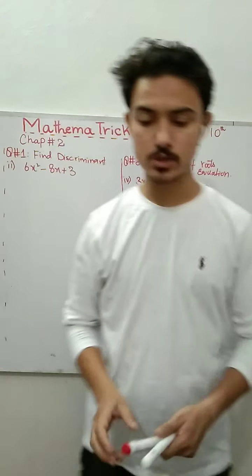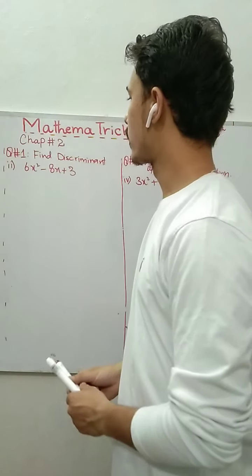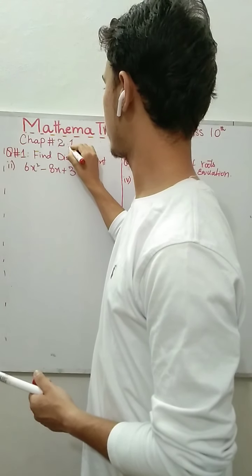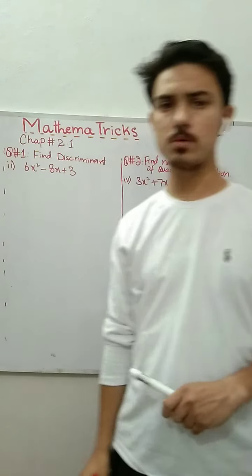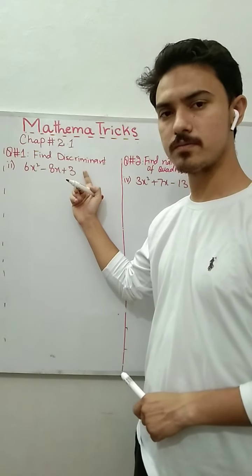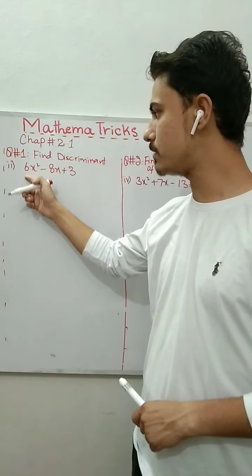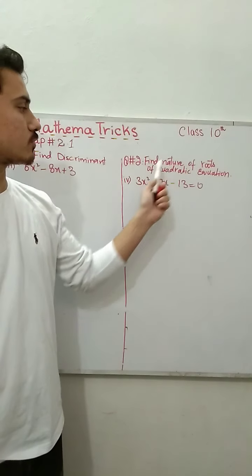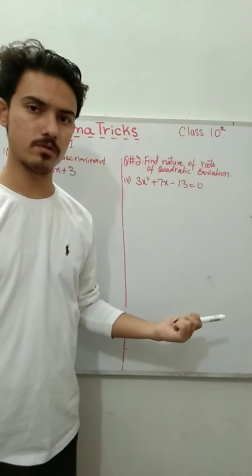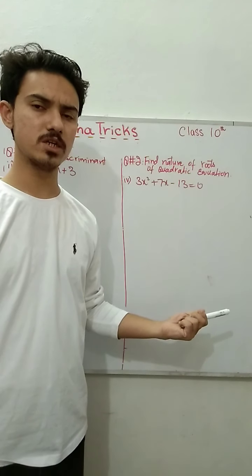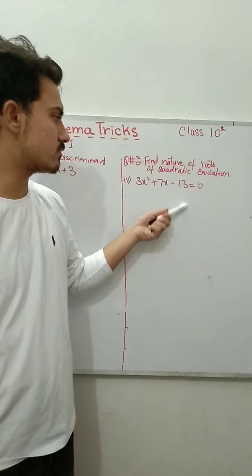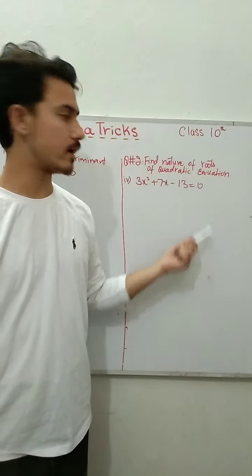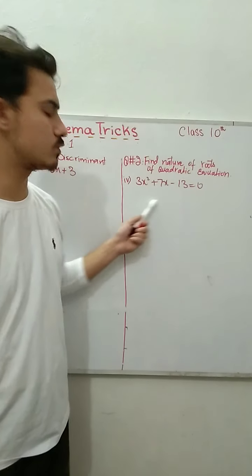Okay, let's come to exercise 2.1 of your book. Question number 1 of exercise 2.1: find the discriminant. We just read about discriminant, so we simply need to find it. Question number 2: find the nature of the roots of the quadratic equation. We know how to find the nature of the roots using the discriminant. So same here, we need to find the discriminant to tell what kind of nature the roots of this equation have.